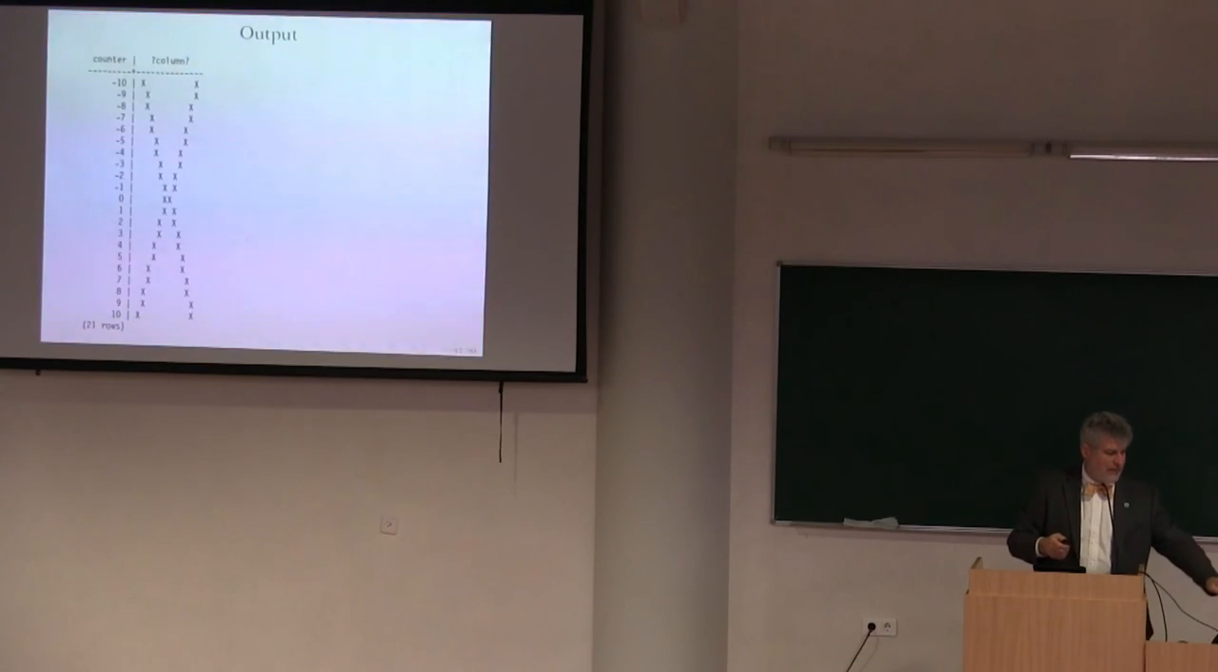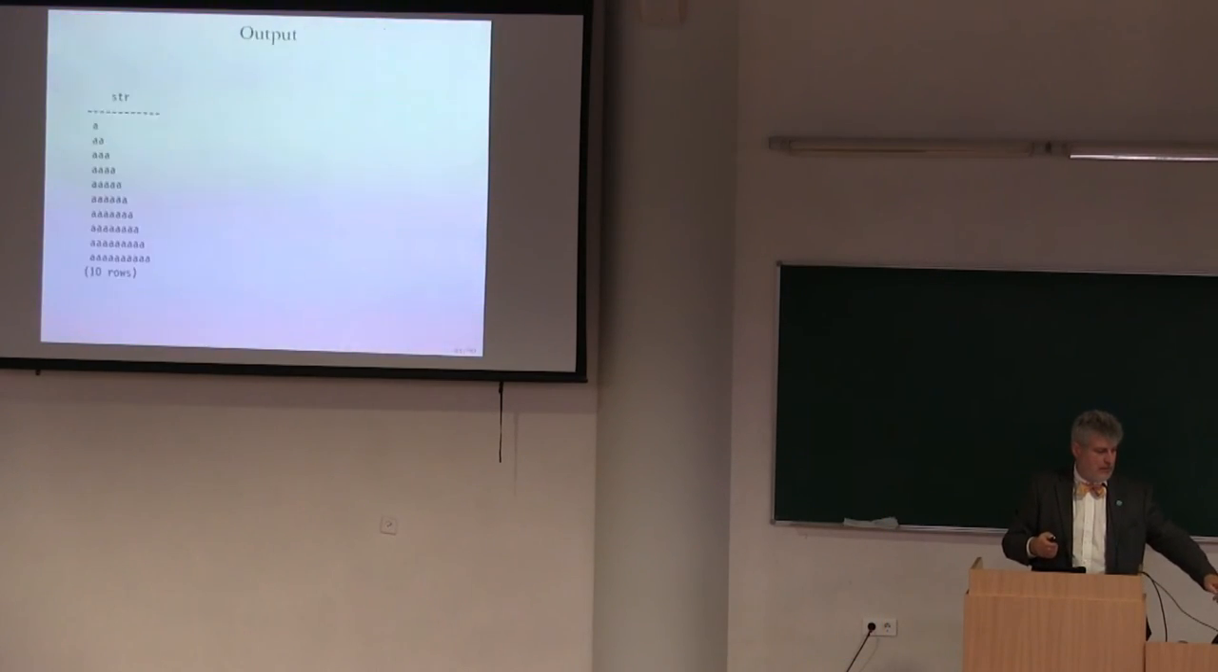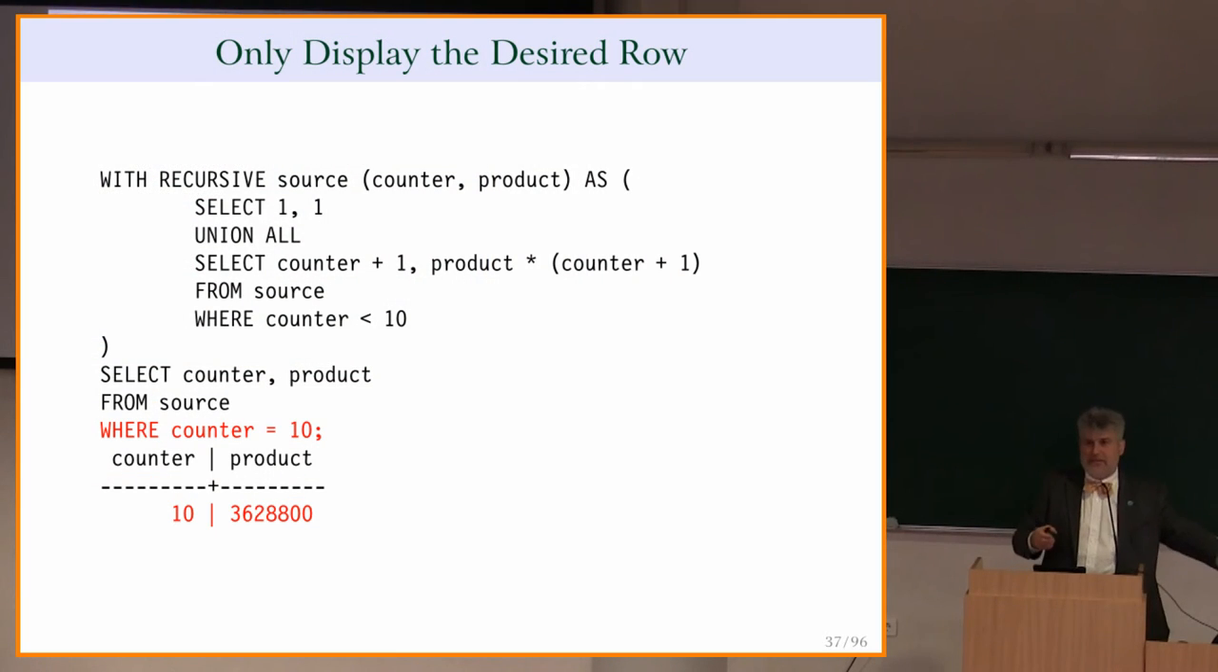But in the case of the factorial, I didn't want to see the earlier rows, I just wanted the last row. So I think that's the question you're asking. Sometimes you want to see all the rows the common table expression generated. Other times you just want to see the last one and you want to throw away the rest of them.